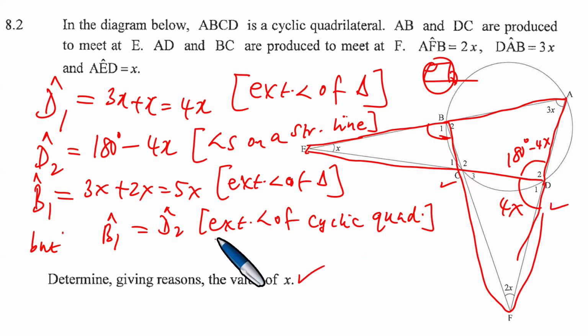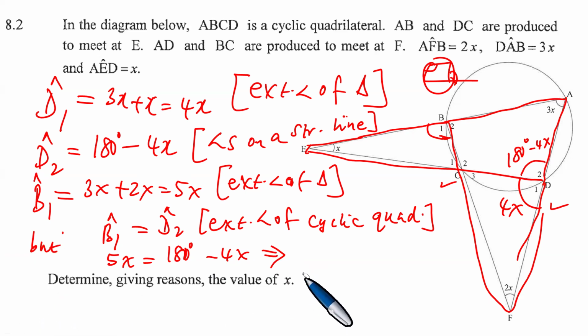Right, B1 equals D2, which is the exterior angle of a cyclic quad. What is the angle B1? It's 5x. We've seen the angle B1 is 5x. What is the angle D2? It's 180 degrees minus 4x.